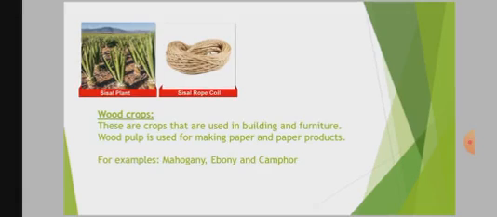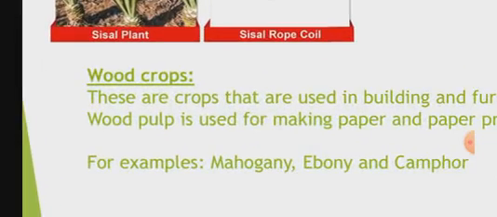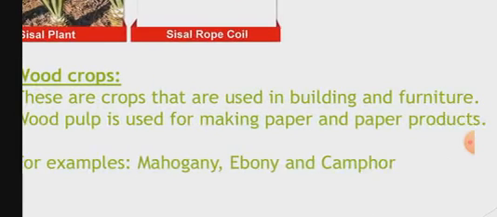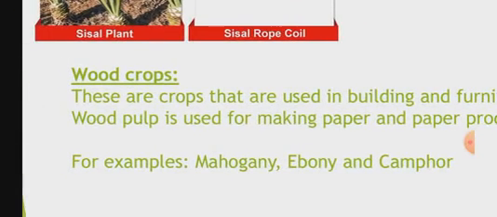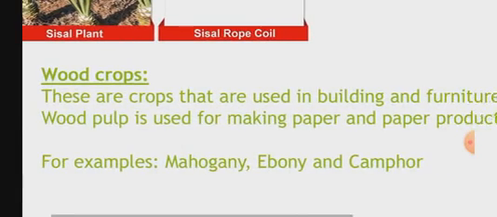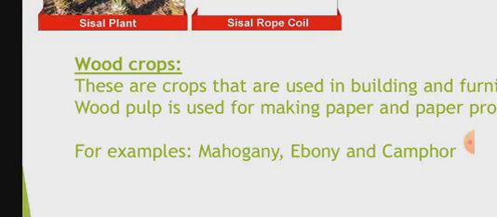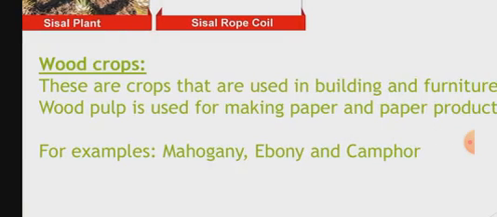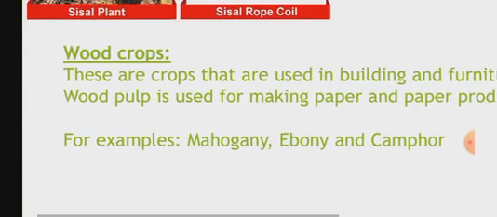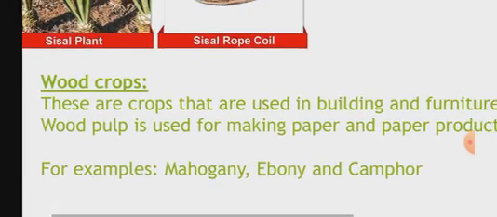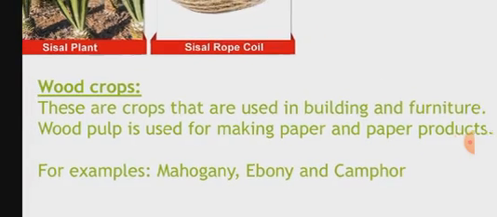These are useful materials. We have wood crops. These are crops that are used in building and furniture work. We have what we call wood pulp that is used for making paper and paper products. For example, mahogany, we have ebony, and we have camphor. You see that? Camphor is gotten from plants. Okay, by now I want to give you some brain teasing. What is the name of that plant that we can get camphor from? I will ask you when we return.